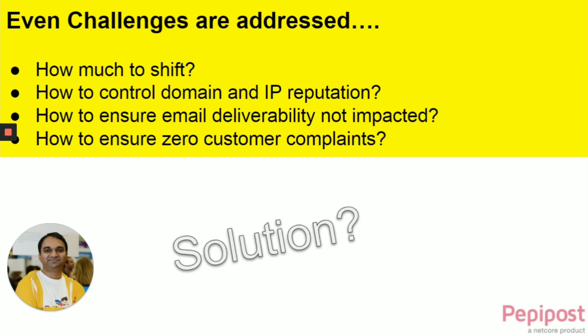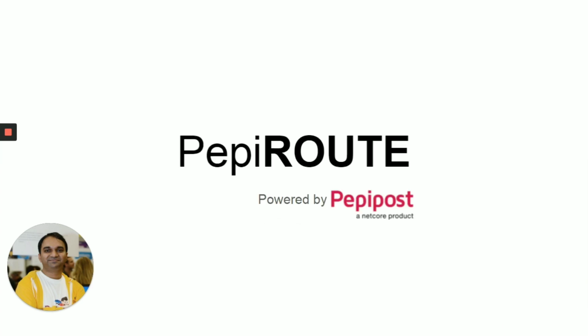There should not be complaints like, hey, I'm not receiving your emails now, what's the issue? And then you go back and say, oh, I am changing my vendor, and hence there was some issue. You should not have to answer those questions. So how can you prevent all these issues? This is exactly where Pepipost Route came into the picture. It's a product of Pepipost. So what exactly is Pepipost Route?